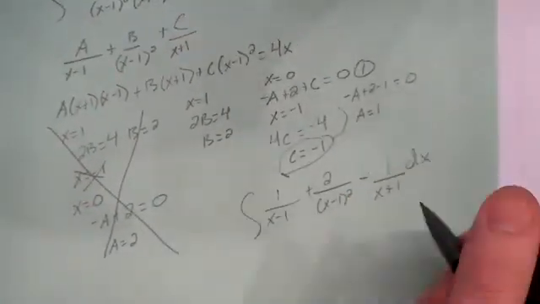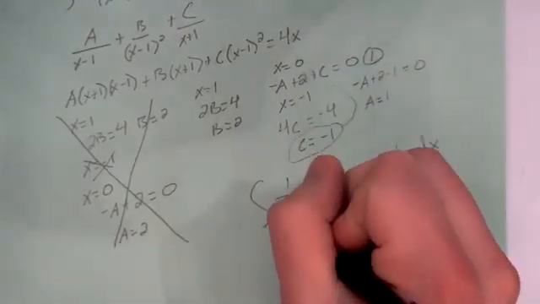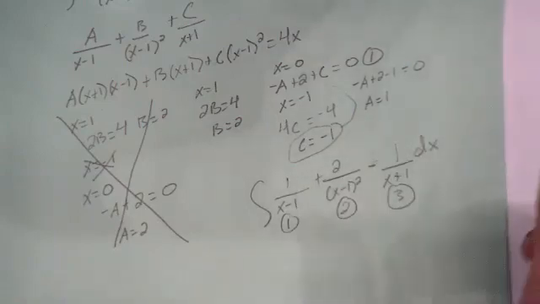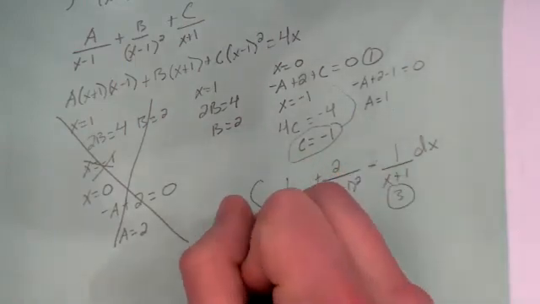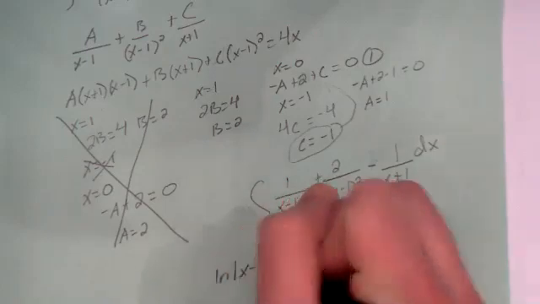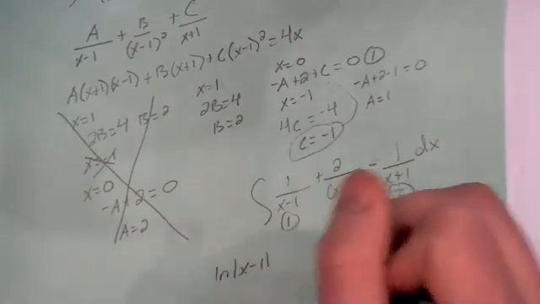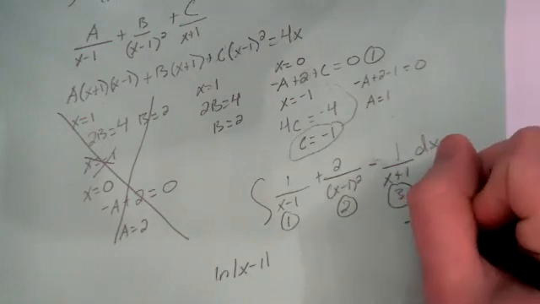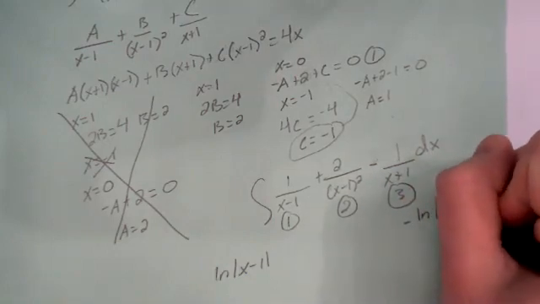So now I'm going to call this term 1, term 2, and term 3. Term 1 is just going to be the natural log of the absolute value of x minus 1. And then term 3 is just going to be minus the natural log of the absolute value of x plus 1.